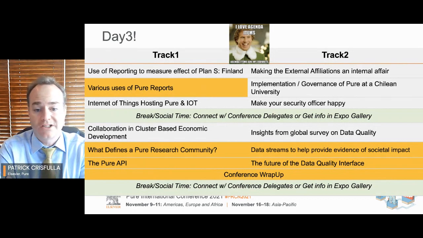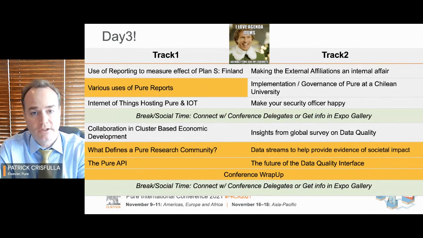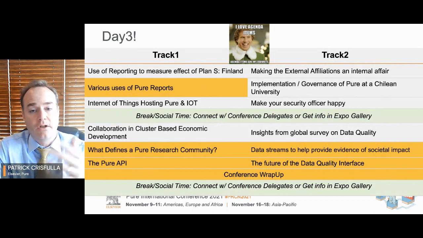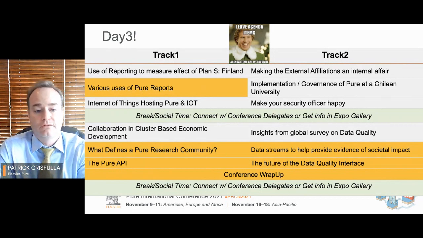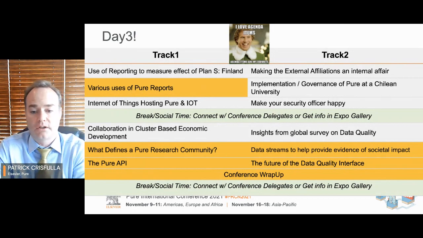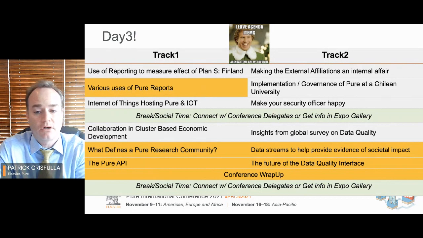So starting off today's agenda, you have a choice. On the Nordics track, a talk by Aalto University in Finland on the use of the new reporting module to measure the effect of Plan S in a Finland context, or on track 2, a talk by Lund University in Sweden, who has already been working on using their external affiliations data in Pure to improve reporting or showcasing on collaboration partners. This talk will cover the benefits and the considerations and the use of that external affiliation data.